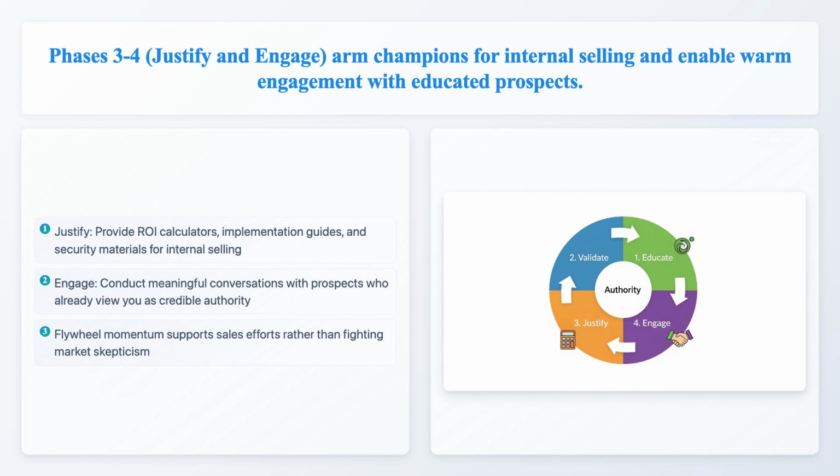Phase 4 is engage. Now you've earned the right to have meaningful conversations with the right people at the right time. This isn't cold outreach, it's warm engagement with educated prospects who already view you as credible and have the tools they need to justify the investment. Your ABM campaigns, personalized outreach, and executive briefings land differently because you've built the foundation of trust and authority. The flywheel's momentum carries your sales efforts forward instead of fighting against market skepticism and buyer ignorance.